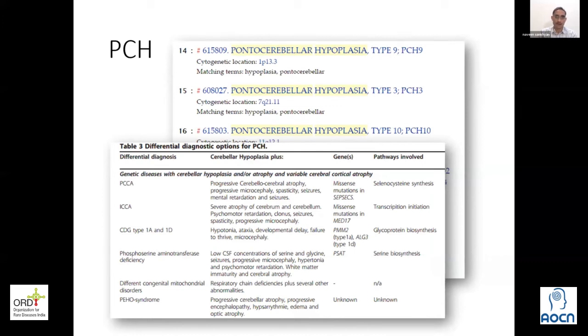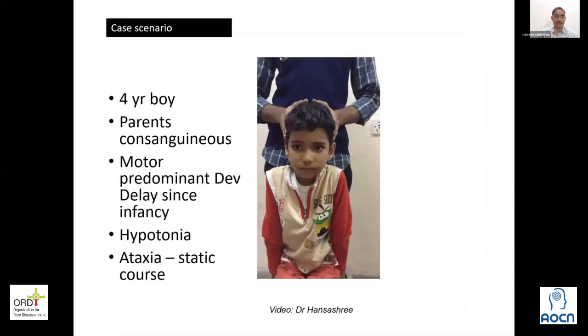And to add to this complexity is that there are several disorders, both genetic and non-genetic, which can cause pontocerebellar hypoplasia, like different mitochondrial disorders, or congenital disorders of glycosylation, and even congenital CMV, which can lead to pontocerebellar hypoplasia. So once you have this phenotype, you have to evaluate these patients further to know what the actual cause of pontocerebellar hypoplasia is.